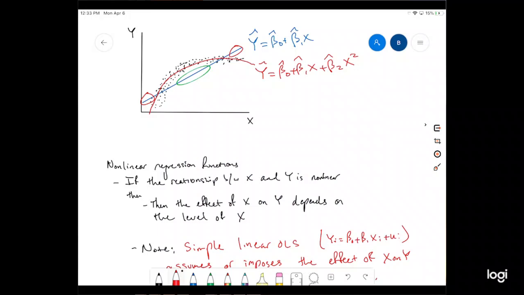So when we interacted experience with education, we just multiplied experience by education. And likewise, when we interacted gender with education, we were interacting those variables. We were multiplying them together. In this case, we're going to interact x with x. So that's what x squared is here. We're just interacting x with x itself.